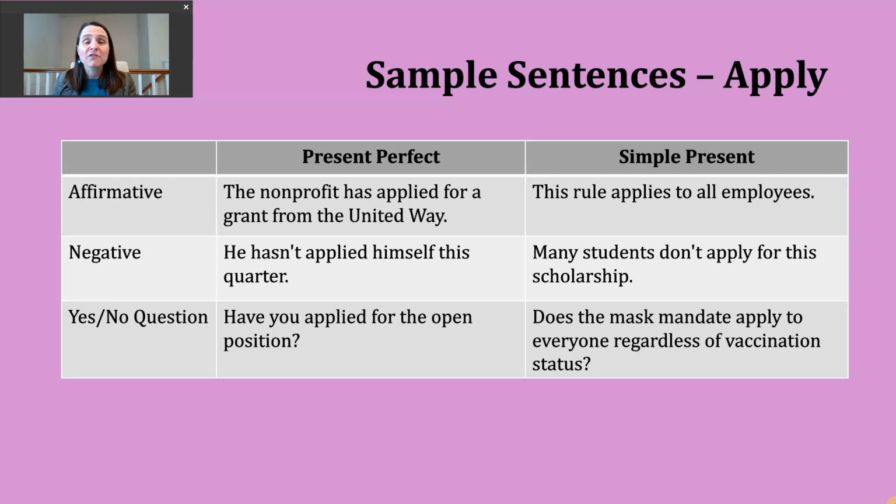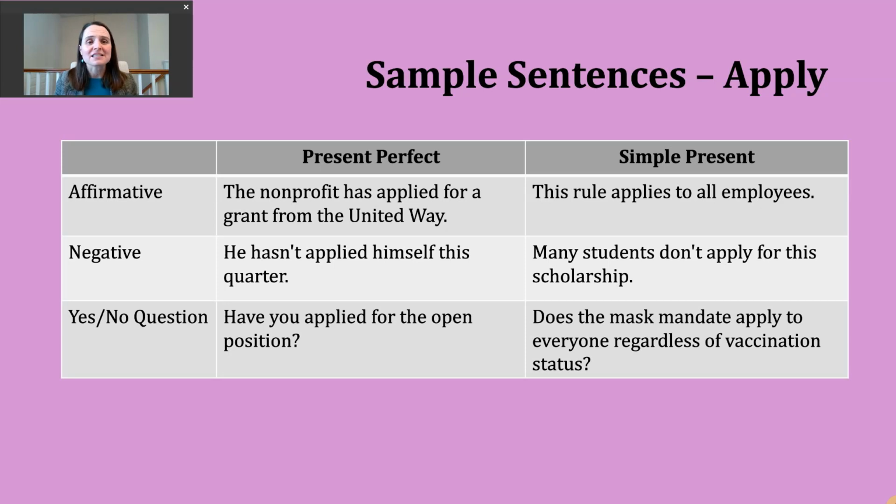To make an affirmative present perfect sentence, I need two parts. I need a present form of have. So if my subject is I, you, we, or they, I'll use have. But if my subject is he, she, or it, I'm going to use has. And then I'm going to use the participle form of my verb. Now here, apply is regular, so our participle is the same as the past tense.